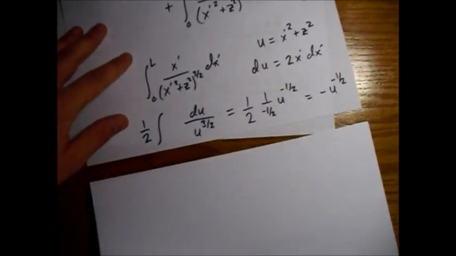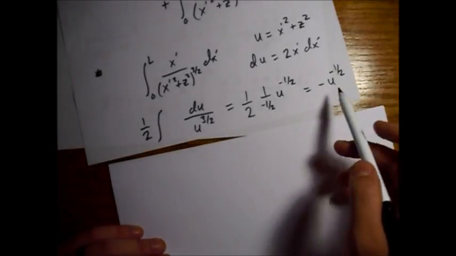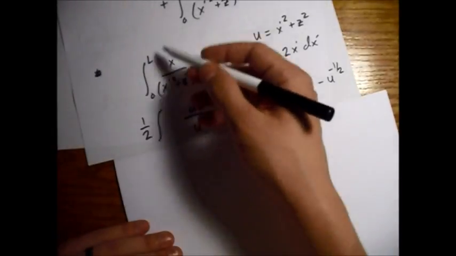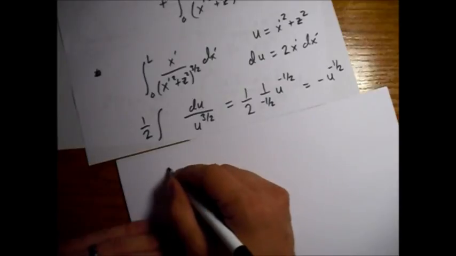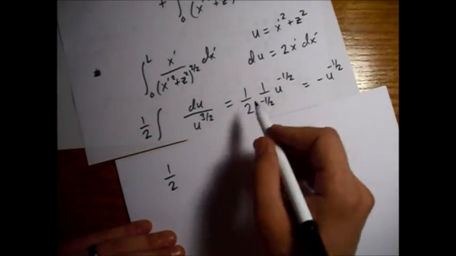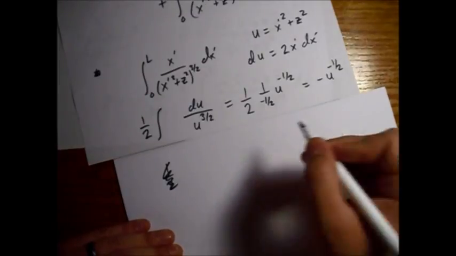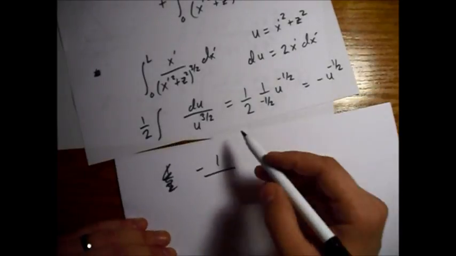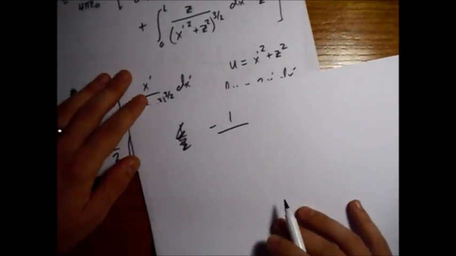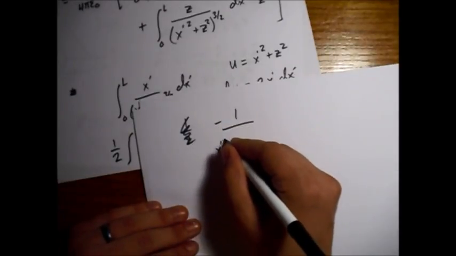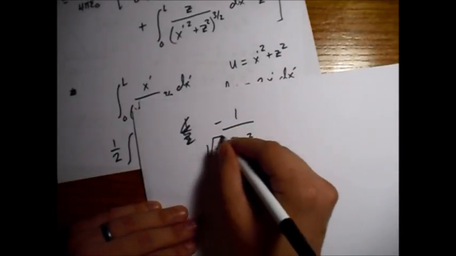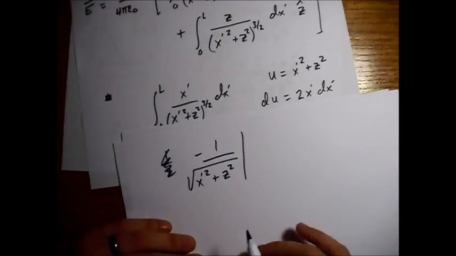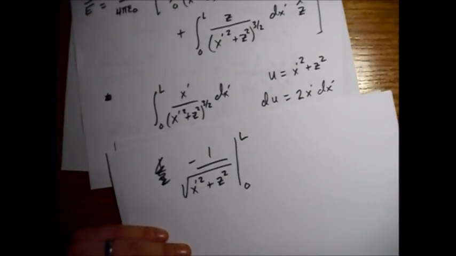And since we're this far, let's just go ahead and plug the x back in, and then we'll do our limits of integration straight from 0 to L. So we have this 1/2. No, we don't, because this other 1/2 cancels it. Sorry about that. So we have a minus 1 over u to the 1/2 power, so x prime squared plus z squared, and this is under a square root. And we're back into the x land, so we're just going to go from 0 to L.